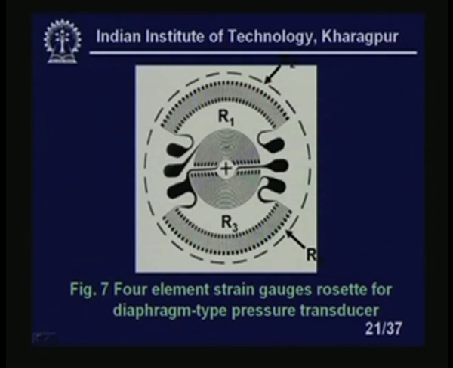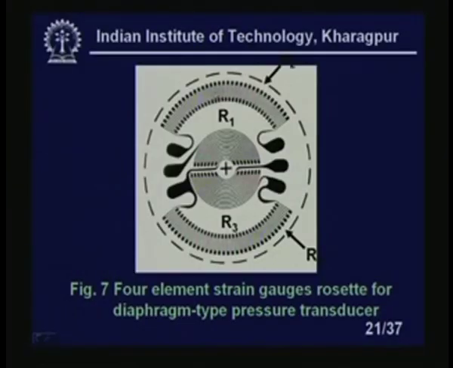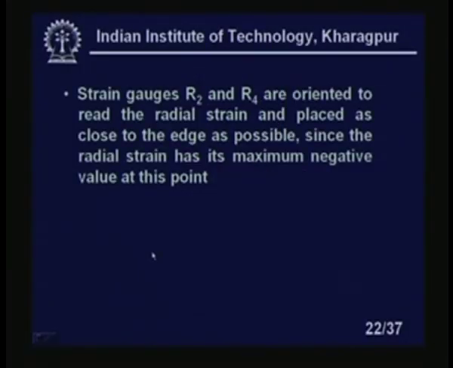The two strain gauges at the center, R1 and R3, will sense the tangential stress, which is maximum at the central point and is positive, whereas the radial stress at the two extreme positions is compressive and negative, because we have seen in the stress distribution curve that in some cases it is positive and in some cases negative. Strain gauges R2 and R4 are oriented to read the radial strain and placed as close to the edge as possible, since radial strain has its maximum negative value at this point, as I told you earlier.